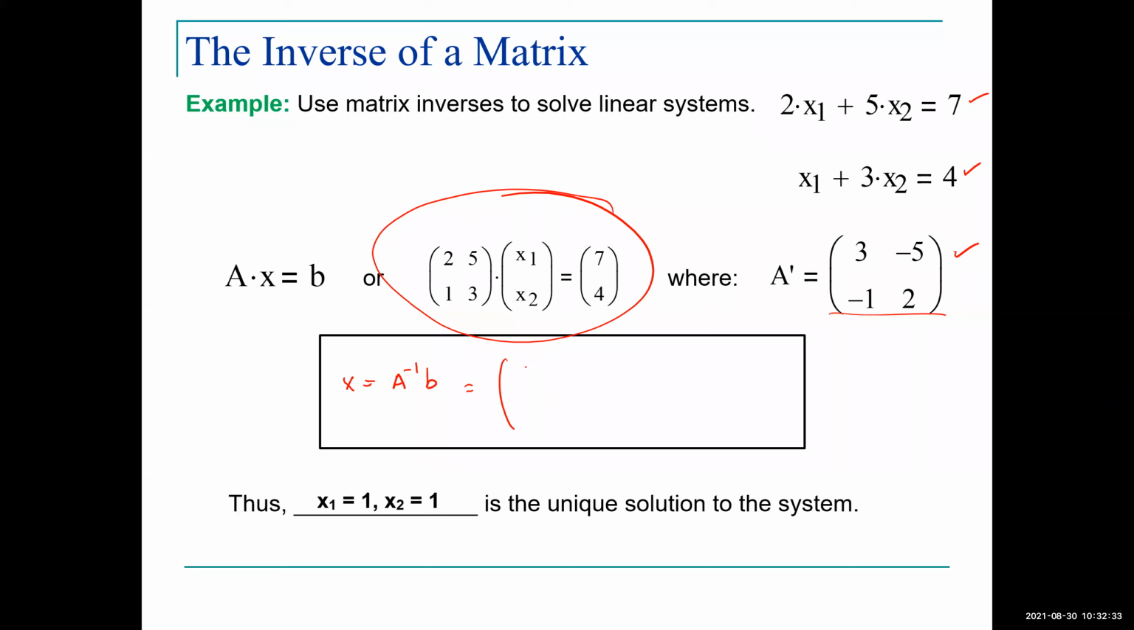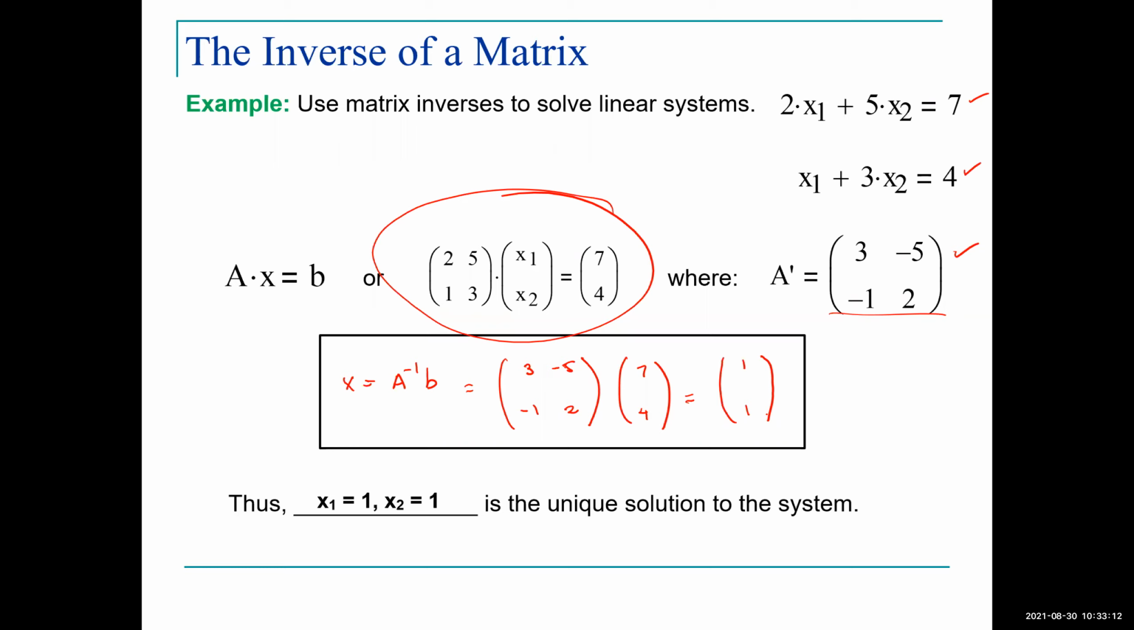So in this case, the inverse is 3, minus 5, minus 1, and 2. And we are multiplying this by vector b, which is 7 and 4. After performing that multiplication, we end up with x1 equals 1, x2 equals 1, which is a unique solution for your system. So instead of trying to solve this using the Gauss-Jordan method, if I have the inverse already, I can multiply that matrix and that vector, and I can get the solution. Questions?